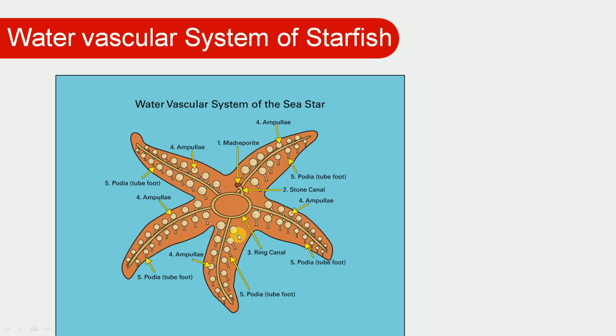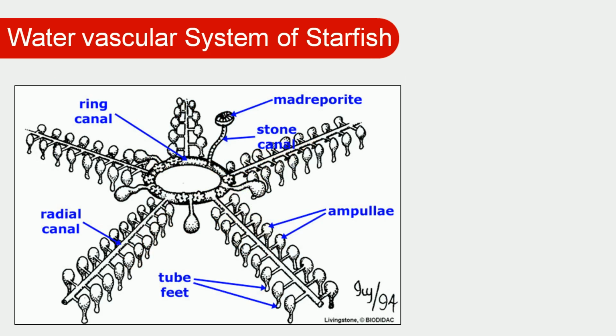These are all the different parts found in the organism's body. We can see here a schematic diagram. We can look at the madreporite, stone canal, then ring canal, then also the radial canal. Each part extends into the periphery of each arm.